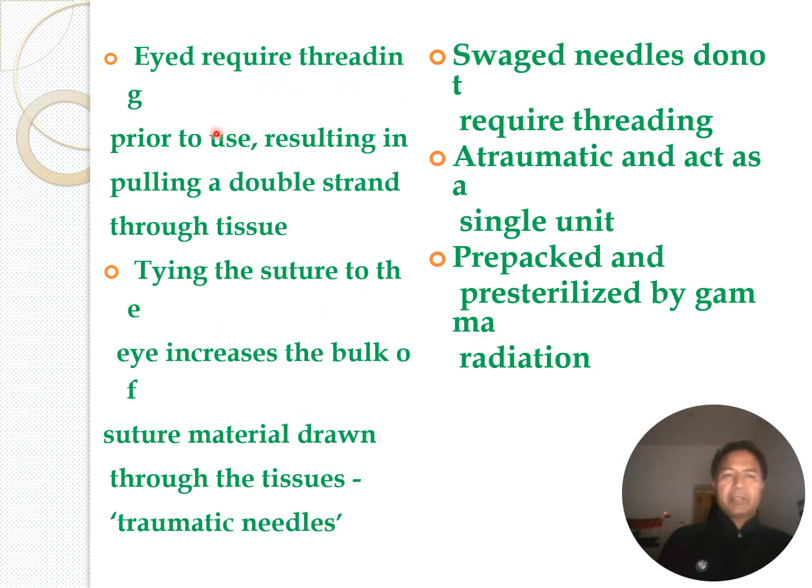Eyed needles require threading. Swaged needles do not require threading. They come pre-threaded, so there is no double strand pulled through tissue. They are atraumatic and act as a single unit. Tying the suture to the eye increases the bulk of suture material drawn through the tissue. These are traumatic needles. Swaged needles are atraumatic, act as a single unit, and are prepacked and pre-sterilized by gamma radiation.